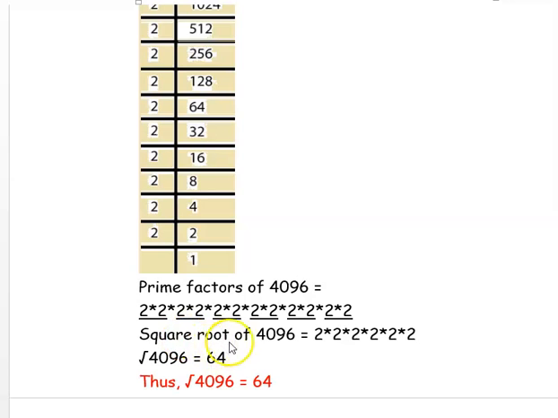Now you want to find the square root of 4096. As we know, you have to write the pair only once. So since here we have 1, 2, 3, 4, 5, 6 pairs, I am writing 6 times 2. 1, 2, 3, 4, 5, 6. So 2 into 2 is 4, 4 into 2 is 8, 8 into 2 is 16, 16 into 2 is 32, 32 into 2 is 64. So the square root of 4096 is 64.